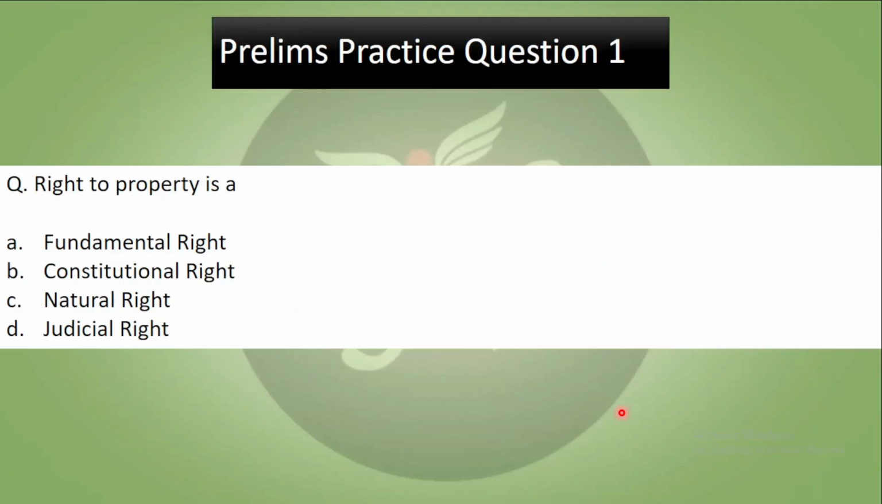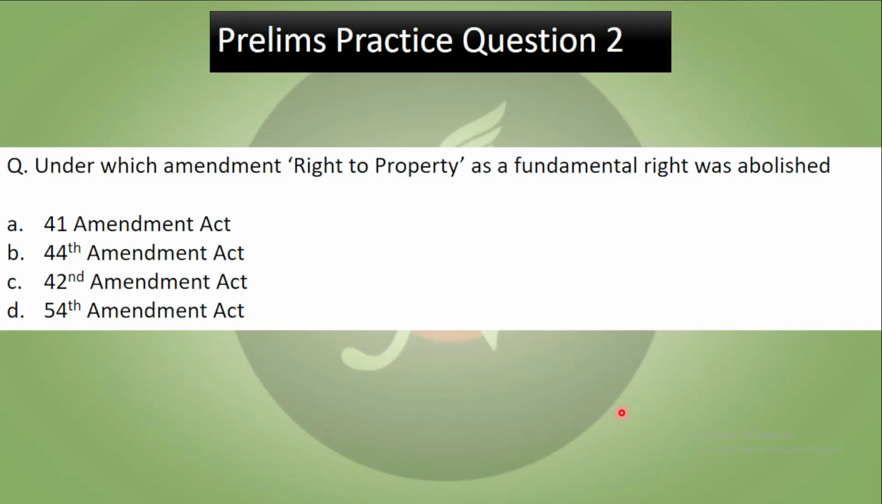Now let's discuss today's prelims practice questions. Question 1: Right to property is a fundamental right, constitutional right, natural right, or judicial right? Question 2: Under which amendment was the right to property as a fundamental right abolished? 41st, 44th, 42nd, or 54th? This was all about today's video session.